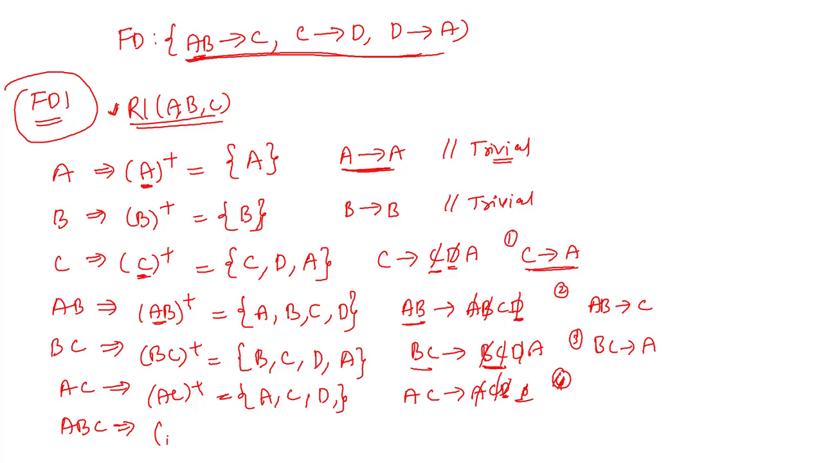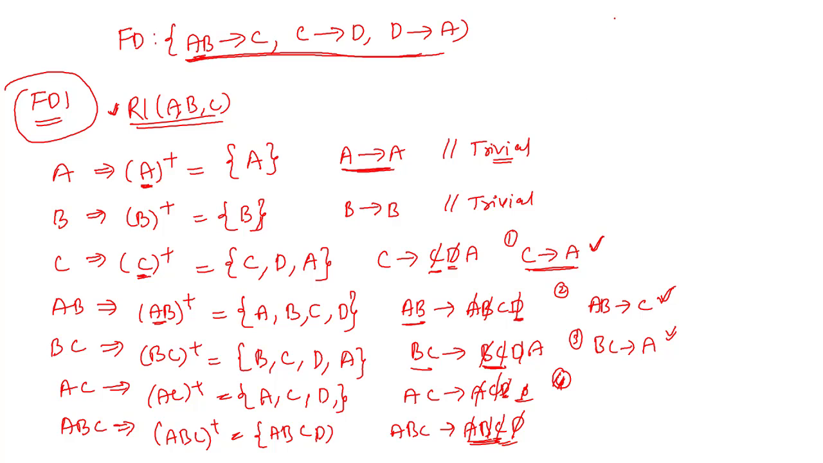Why? Because the closure of this ABC is what? ABCD, right? ABCD. So we can say ABC implies ABCD. ABC are the trivial attributes, right? We can remove this ABCD, and D does not belong to this R1. So we can say ABC implies pi. So this is also not considered. So here I have these functional dependencies 1, 2 and 3.